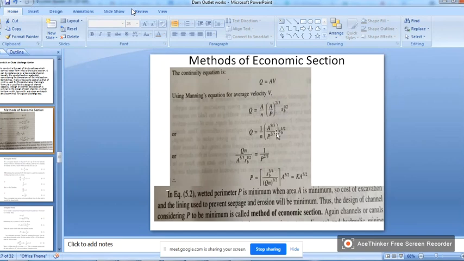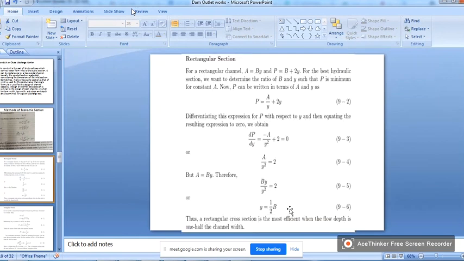If you substitute all those things, you will get P is equal to K A to the power of 5/2. So for a given area A, the perimeter should be minimum; that is called the method of economic section. For example, take a rectangular section where A is equal to B into Y, and P is equal to B plus 2Y, the wetted perimeter: B at the bottom, Y on the left side and Y on the other side.